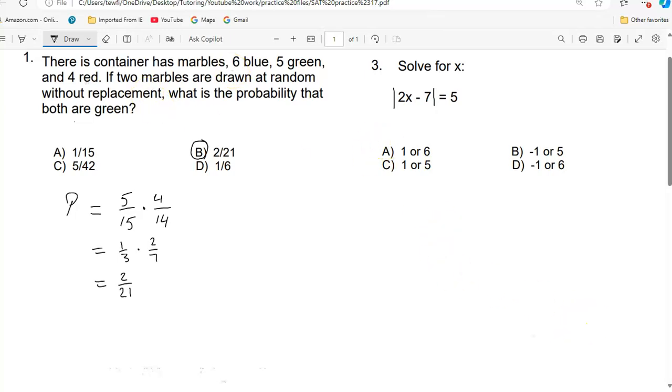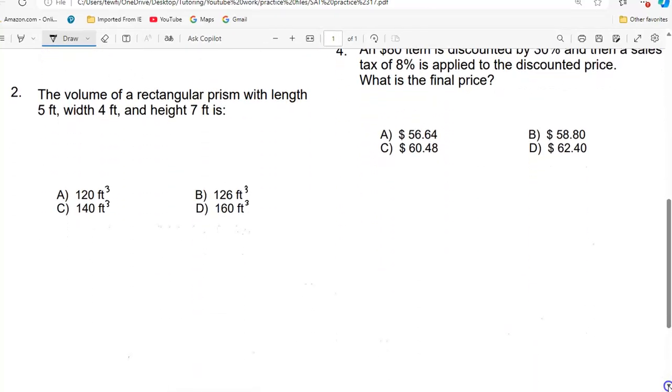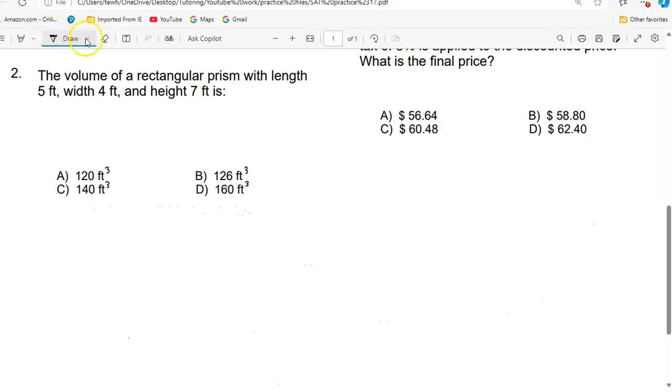For the next one, the volume of a rectangular prism with length 5 feet, width 4 feet, and height 7 feet is, okay, so we should know the volume of a rectangular prism. The volume equals the length times the width times the height, because this is 3 dimensions.